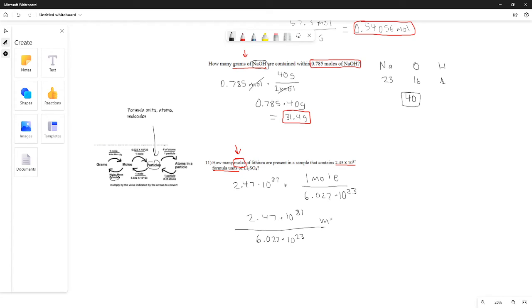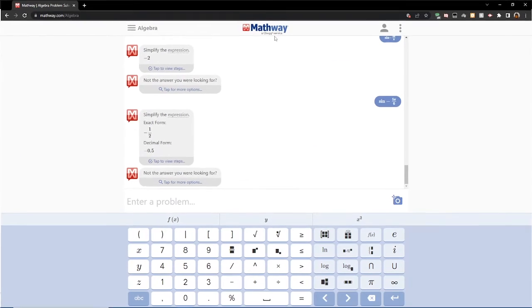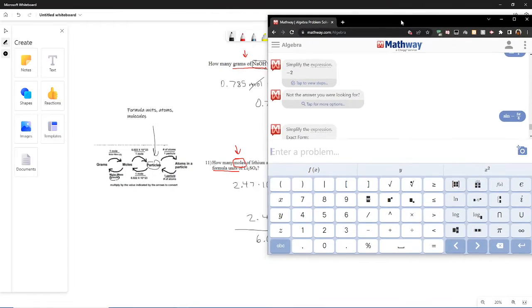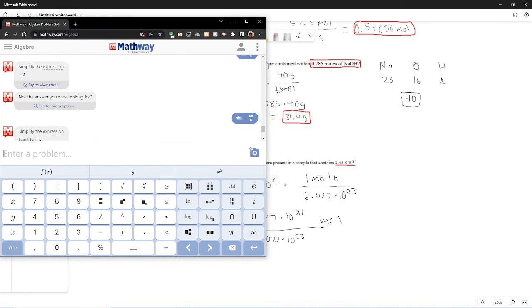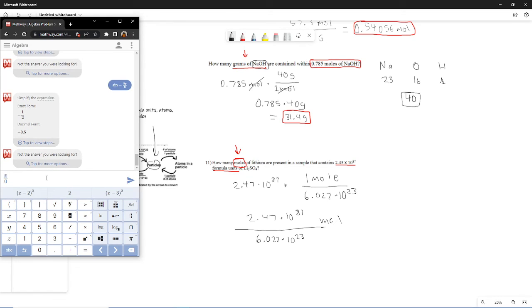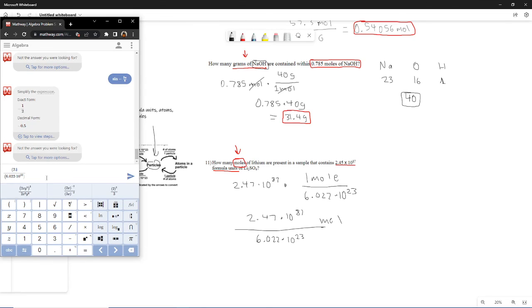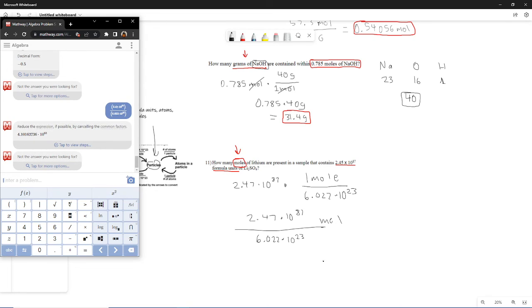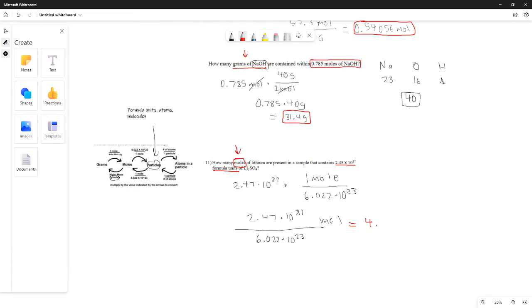So if I put this in a calculator, because I don't have one on me right now, I can just multiply. Hold on, it's a bit tiny. And also, just remember to put parentheses when you're working with scientific notation, because it might mess up your problem at times. 2.47 times 10 to the power of 87. So this gives us about 4.1 times 10 to the power of 63. And that is your final answer in moles.